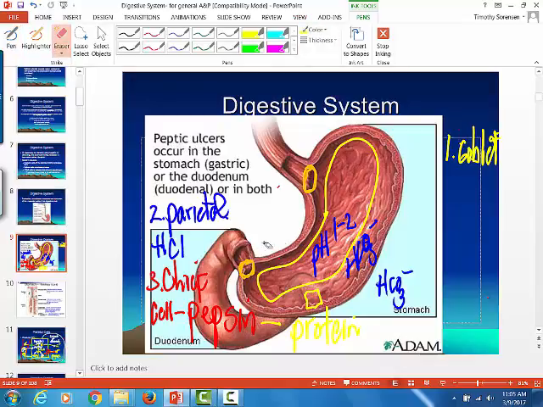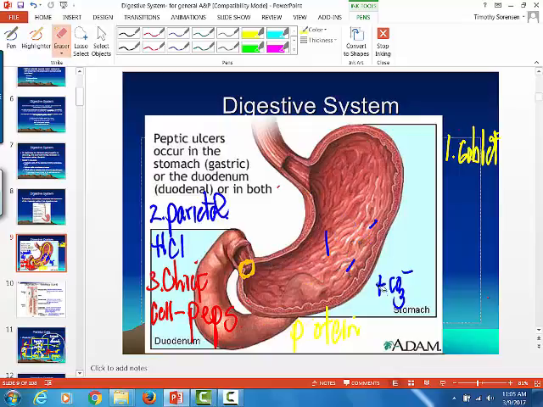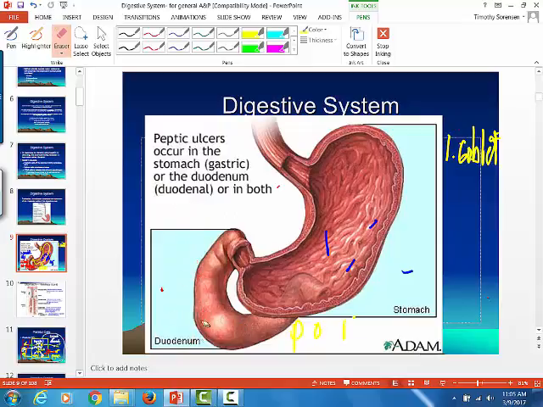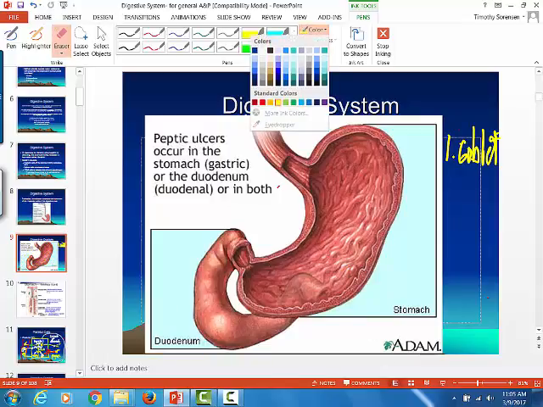Okay. So those are the three unique types of cells that are found in the stomach. Yep. And what's the primary nutrient that's digested in the stomach? Boom. And you better know the parts of the stomach, too.